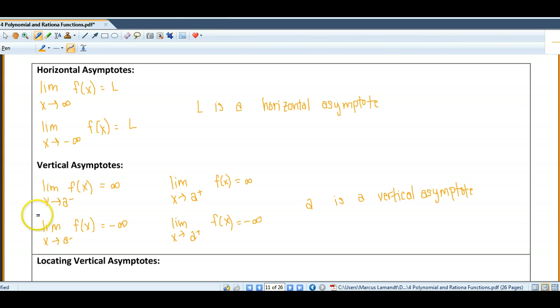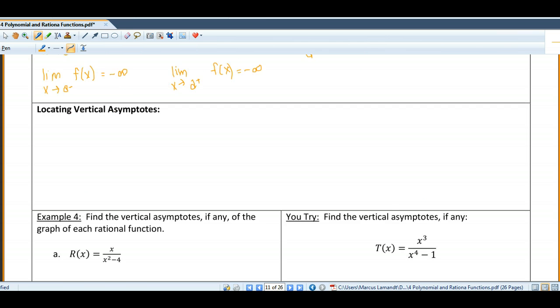If as x approaches some number A, the values of the function approach infinity, then A is a vertical asymptote, and this can be from the positive or negative side. This little negative here means that it approaches A from the negative side. This little positive here means it approaches A from the positive side. We will do some examples of this in class, so don't worry. If it's really confusing, let me know and I can go over it some more. Alright, locating vertical asymptotes.